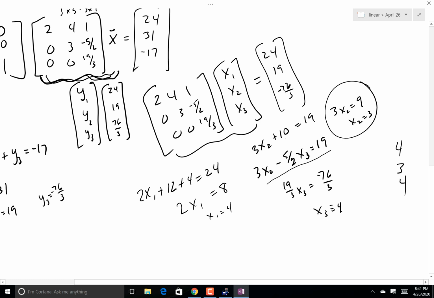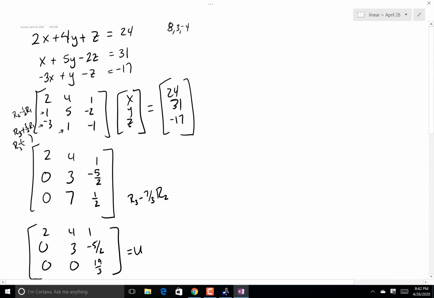Now let's see if I can do this right. So this should have been minus 4 right here. So that would have been 12 minus 4 is 8. That would have left us with 16. That would have left us with x is equal to 8. So 8, 3, negative 4. That was the answer that I started with. I even wrote it up here. Cool.